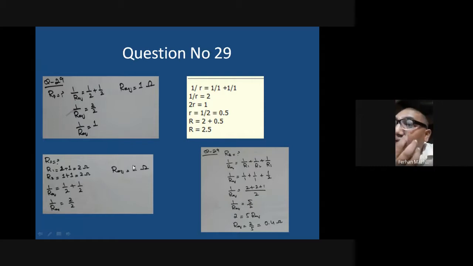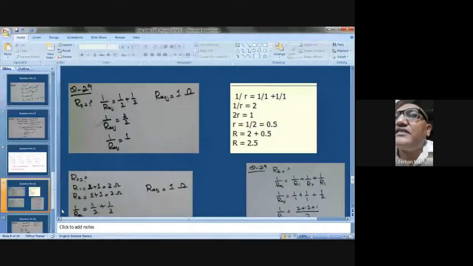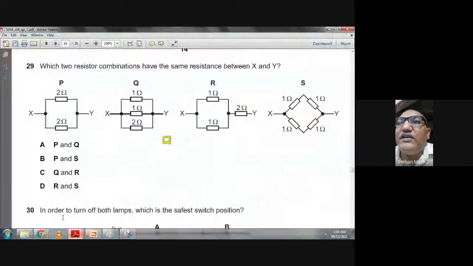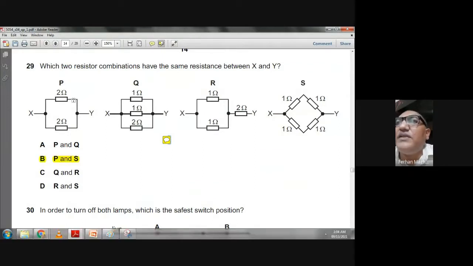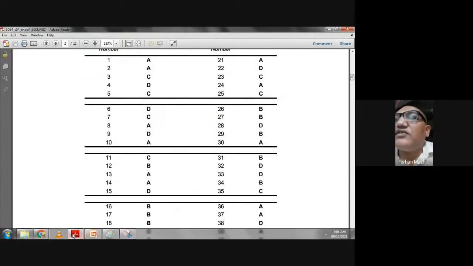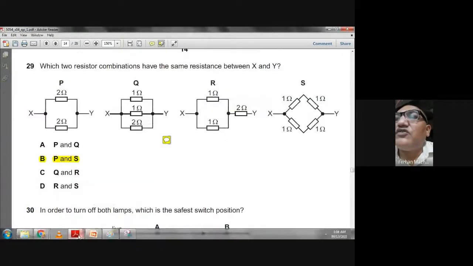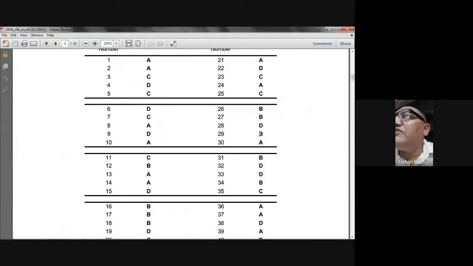So which two will have the same resistance? This P and this one, S1. P and S has the same resistance. So it was a little tricky. P and S has the same resistance, so B is the choice. Let me check. That was question 29. Question number 29, B is the right option. I made a mistake in the calculation when I did my homework.